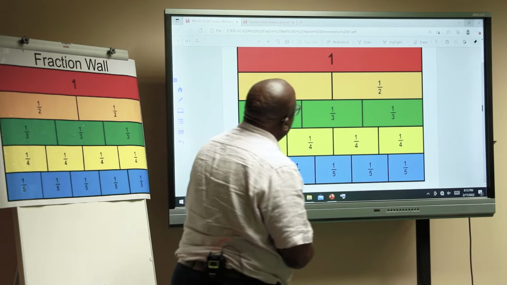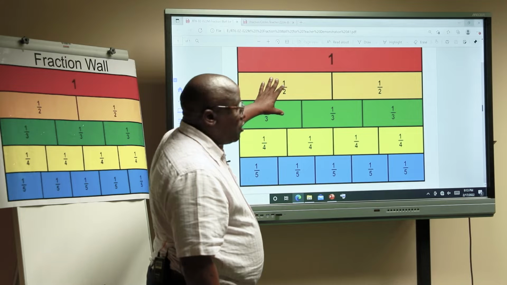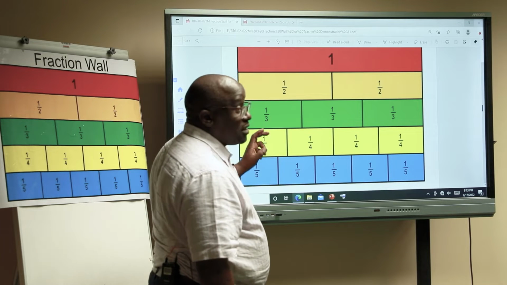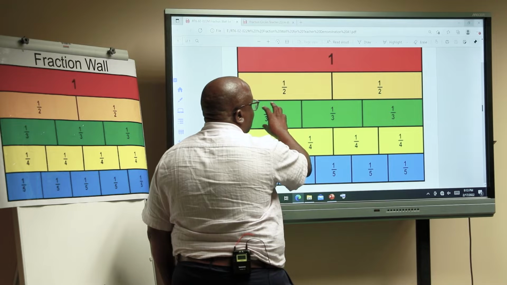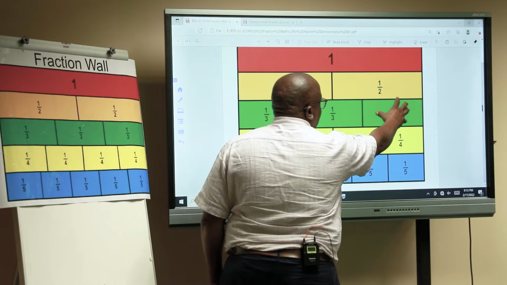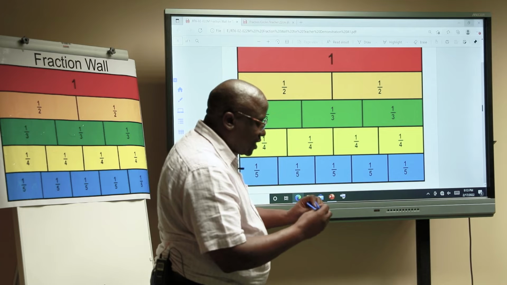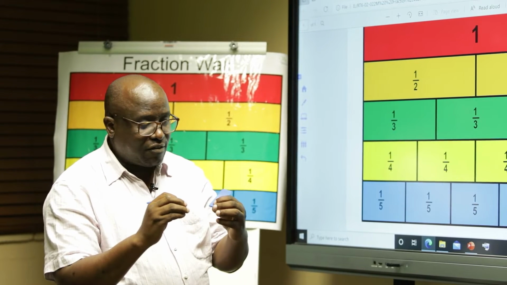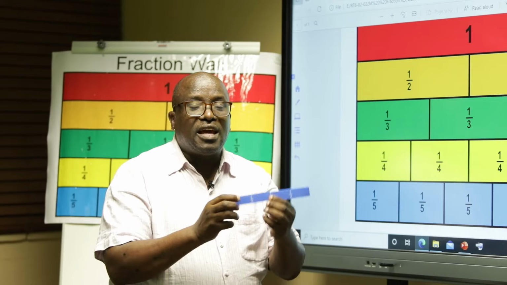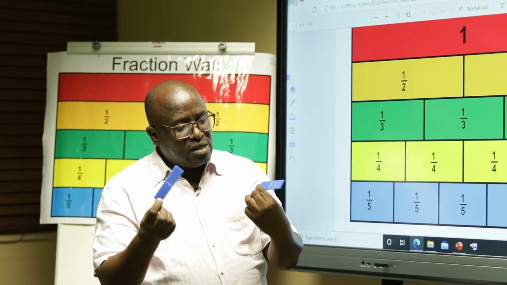We need to go back to our concrete stage and look at our fraction mat. Our learners should be able to realize that this is a third, that is a third, and that is a third. And we can even start asking them questions about their own manipulatives, the halves. This is a half and this is a half. How many do you have?